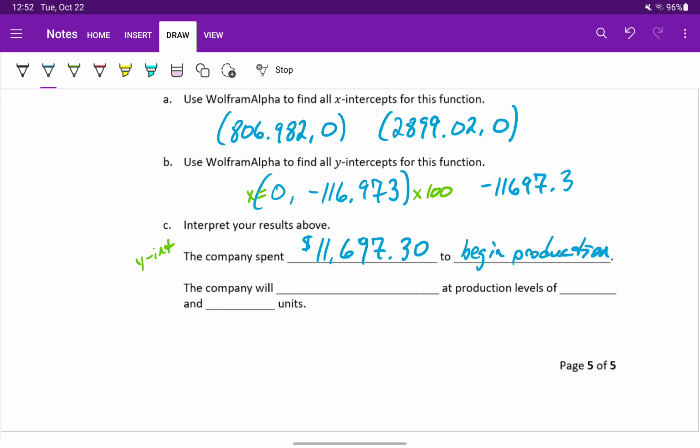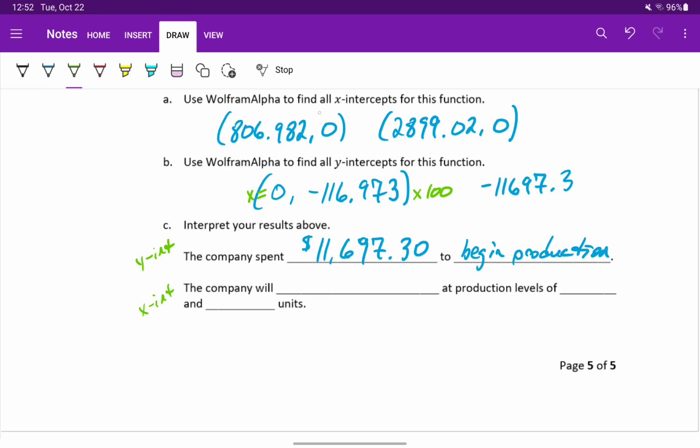So when our units produced and sold is at 0, we haven't generated any profit yet. The profit function is giving us essentially just the total cost, how much we had to spend to begin production. Which means our second statement is going to be interpreting the X-intercept.